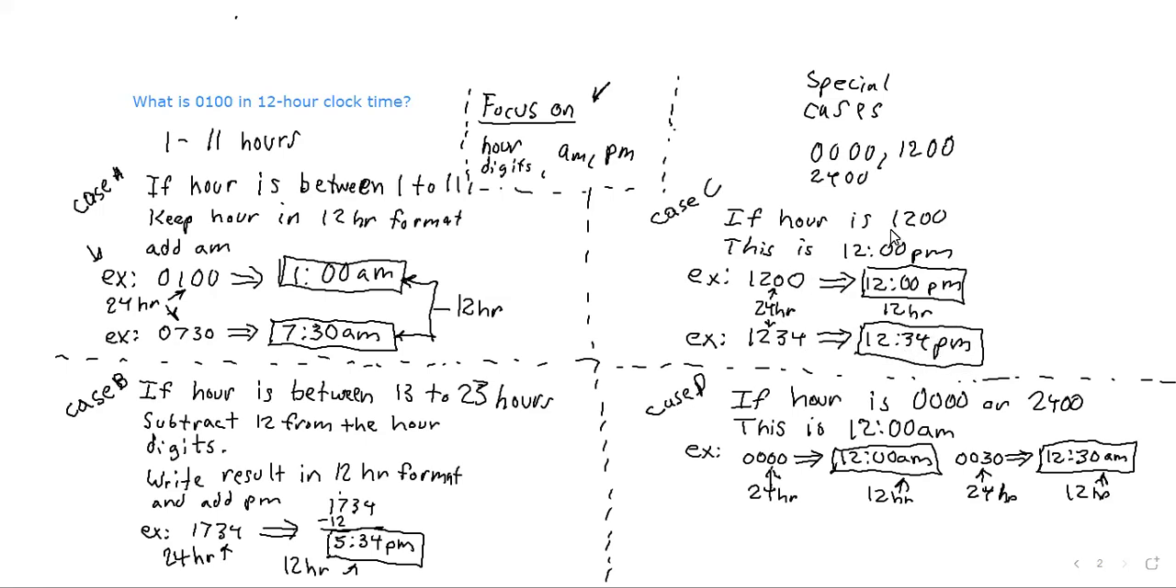The last case is when we have 0000 hours or 24 hours. That's case D. If the hour is 00 hours or 24 hours, this is 12 midnight, 12 AM. So we're going to write it just like that. For example, if we have 0 hours in 24-hour format, we write 12 in the 12-hour format and put an AM there. This is 12 AM. If we have 0030 hours, then we write 12:30 and put an AM there in 12-hour format. And that's how it works.